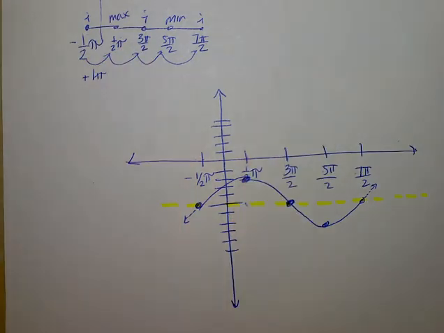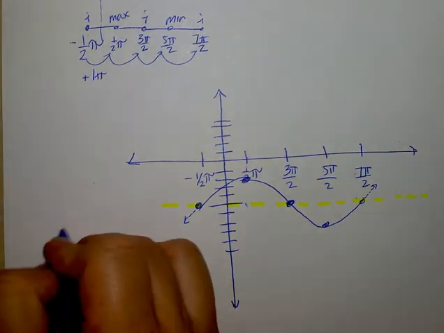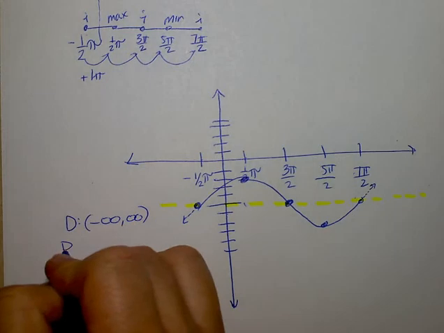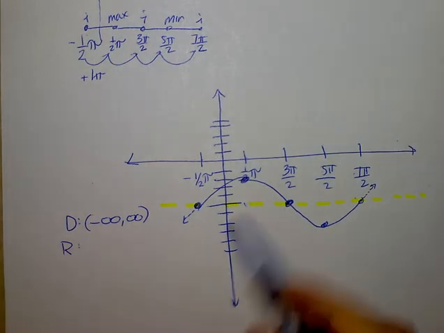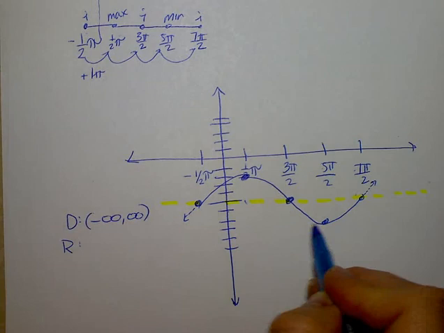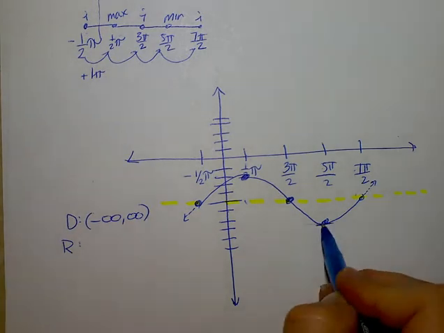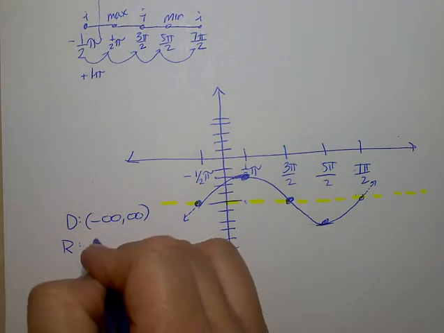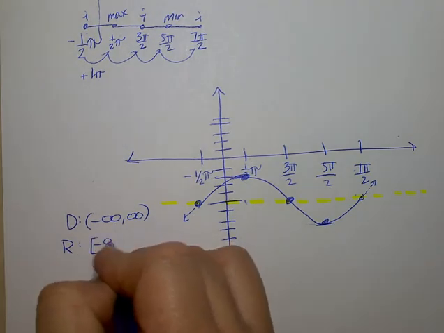Okay? So let's talk real quick about domain and range. Is there any limit how far this goes to the left? No. Any limit how far it goes to the right? No. So our domain is -infinity to +infinity. The range, it goes down as low as -8, and it does touch at -8. It goes up as high as -2. So it does run from -8 to -2.